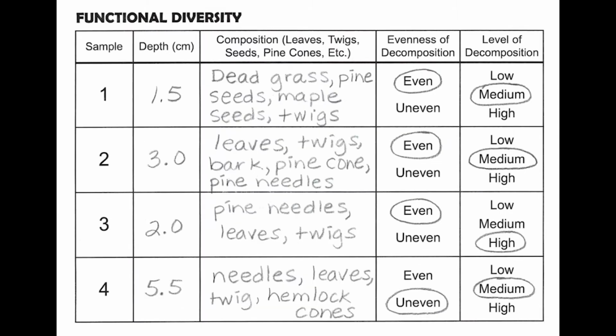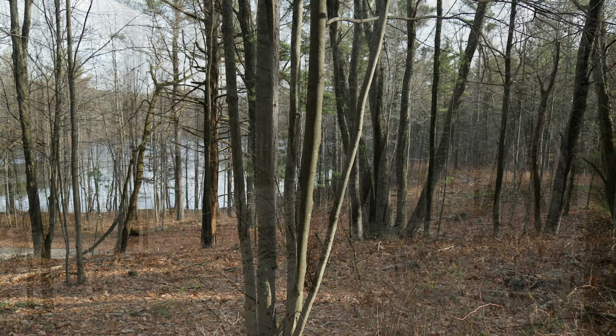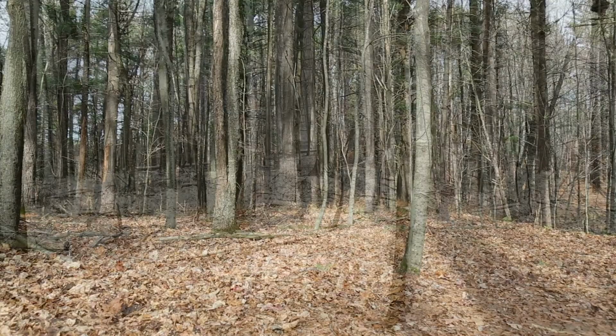In our mixed hardwood, you can see that the depth of the leaf litter to the bare mineral soil is not as deep by a far cry. The composition is a little bit different, and it's a much more even decomposition, making that level of decomposition somewhere between medium and high. That means that the nutrient cycles are going a little bit faster in this mixed hardwood plot. So that's one way to measure and analyze different types of biodiversity in our forest systems.